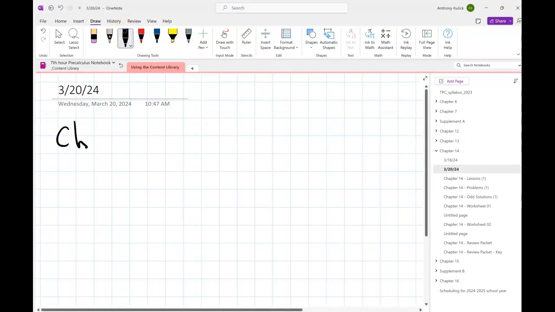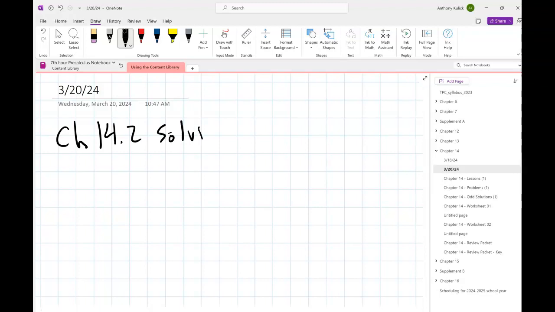So 14.4, we're going to be talking about solving. I'm going to pose no new content, but rather we're just going to run through 4 examples.